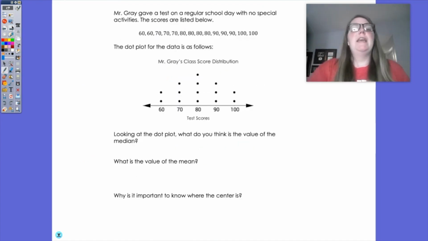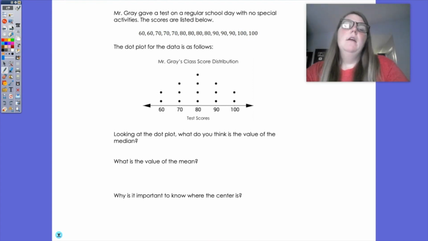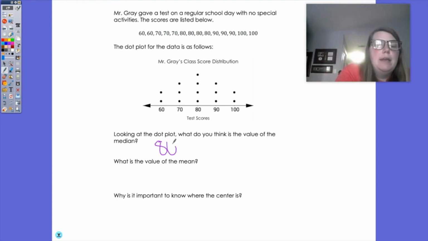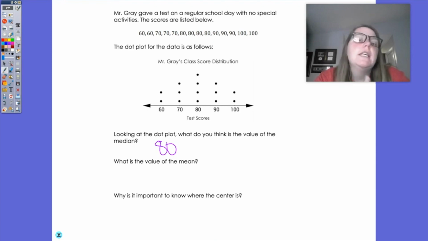So Mr. Gray gave a test on a regular school day with no special activities. The scores are listed below, and here's his dot plot. Looking at the dot plot, what do you think the value of the median is? If I didn't actually calculate it, I would assume it would be 80 because it looks like the physical middle.